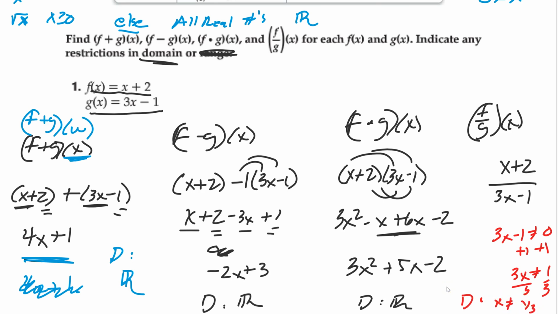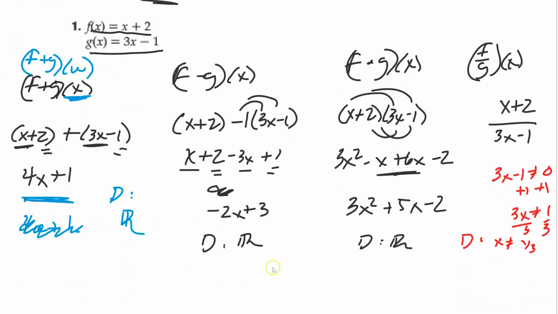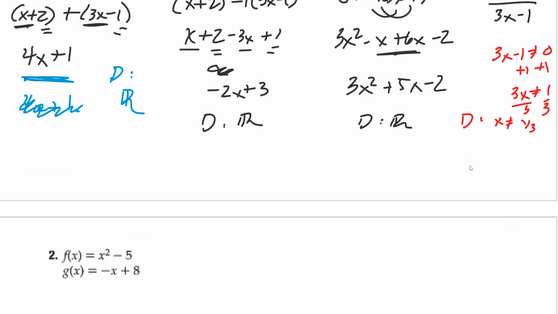So there we go, right? All we do is follow the instructions. Keep in mind this does not mean multiply, it means what are you plugging in? I'm plugging in x. And then we take the domain. The only thing I worry about right now is fractions and square roots. If you don't see a fraction or square root, it's all real numbers. Okay, let's move on to the next one.